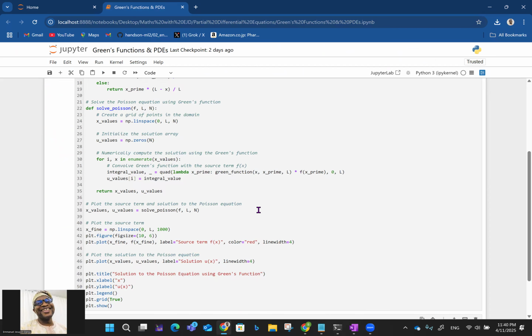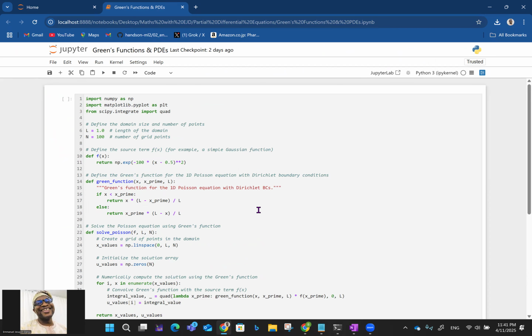So here it is, you have the Green's function and PDEs. Here we have the length of the domain. Let's call that one, which can vary. Number of grid points, call it 100 if you like. Then in this case we have the source term f of x. So we define it as a specific expression, which is a simple Gaussian function. This is e raised to power minus 100 x minus 0.5 raised to power 2.